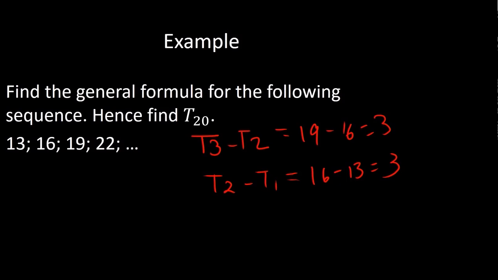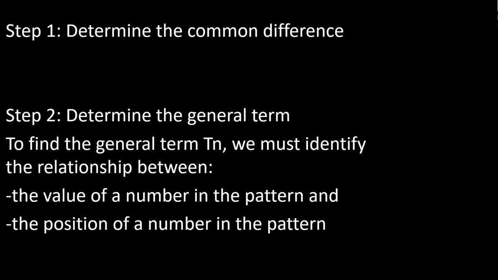How are we going to find term 20? Well, in order to find term 20, we need to find the general formula, because remember, the general formula will help you to find any term in the sequence. How do we do that? Well, you first need to determine the common difference, which was 3. Then we identify the relationship between the value of a number and the position of the number. So we look at Tn in that sequence and we look at n and see what the relationship is.